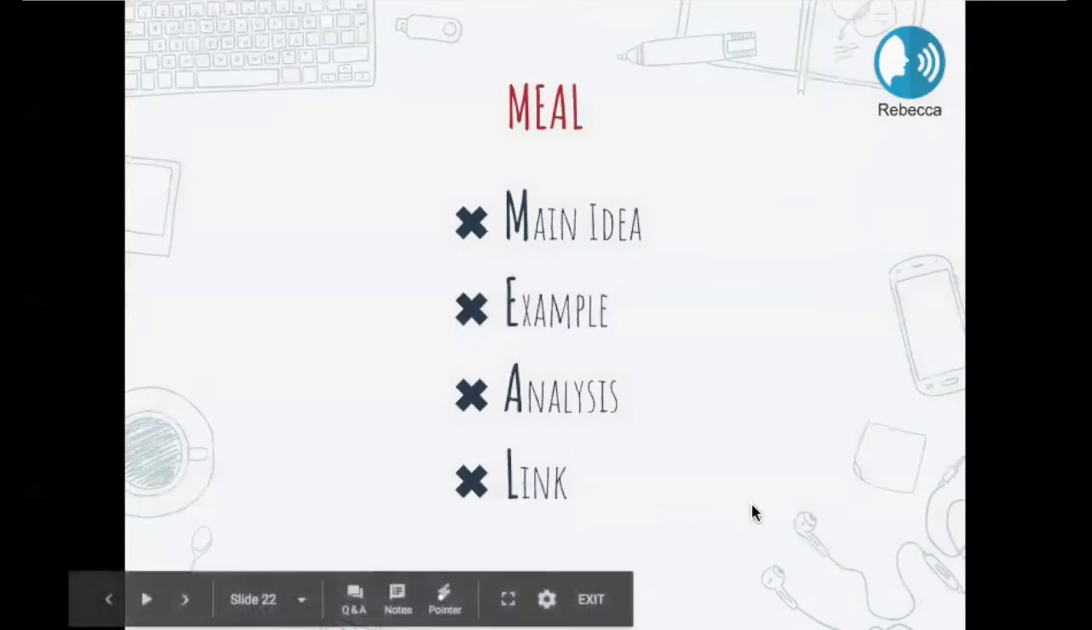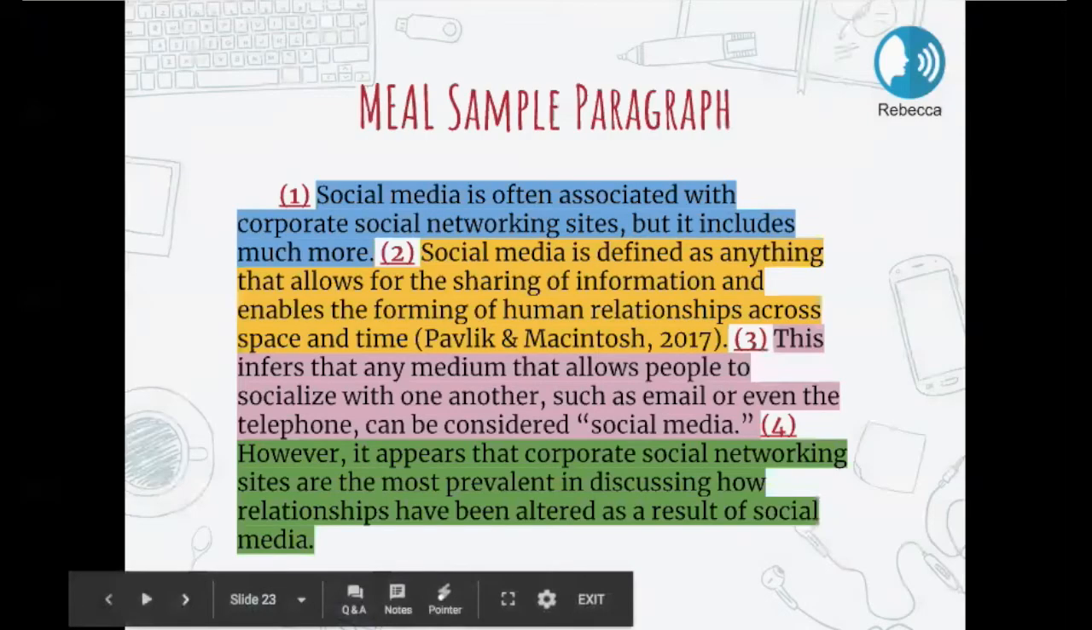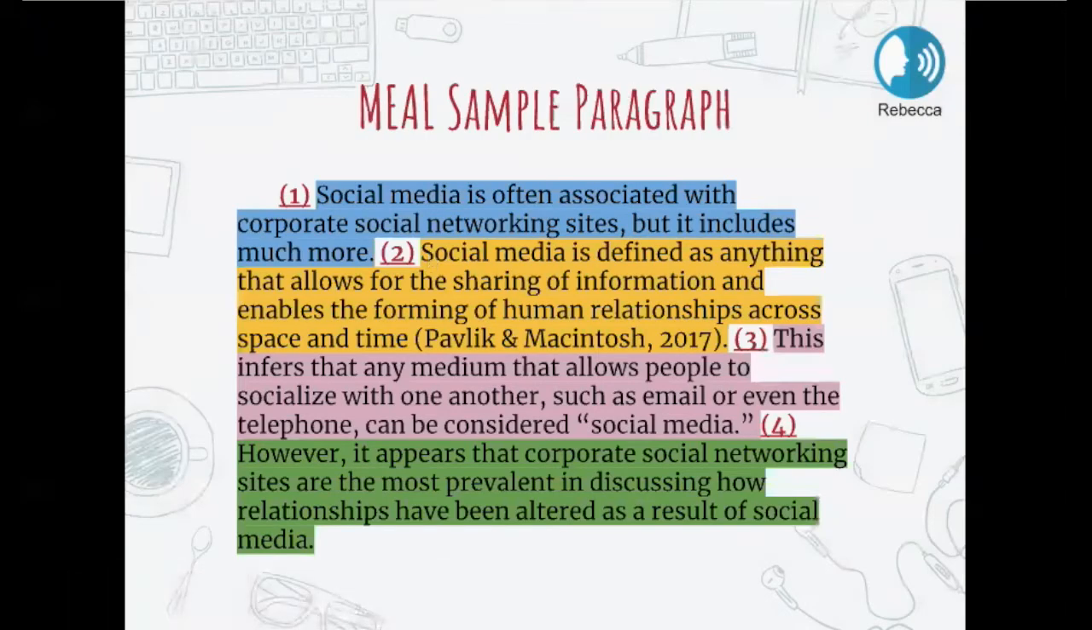And this is a nice way to round out this specific topic and how it relates back to your thesis. And with that in mind, we're going to do a quick activity to see what MEAL looks like when you break it down into its components. So continuing with the idea of social media, one of the points for that sample outline was defining what social media is, right? What is social media?